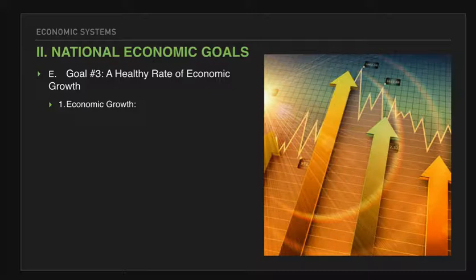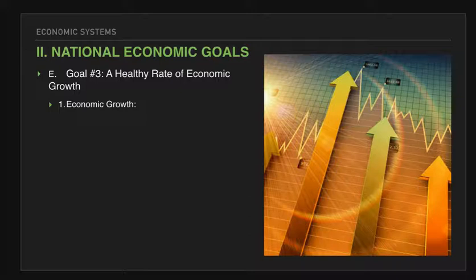What we mean by a healthy rate of economic growth is that we have an increase in the goods and services that we can produce as a nation. So we'd really love to see our nation be able to produce more and produce it more effectively and at a lower cost. So if we can see that happening, then we know that we have a healthy rate of economic growth.